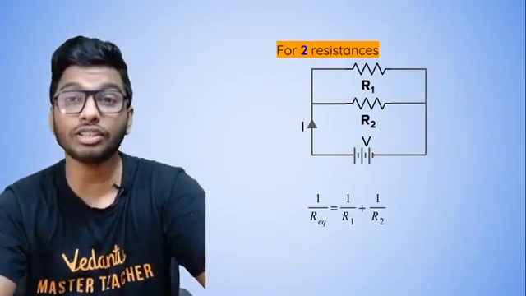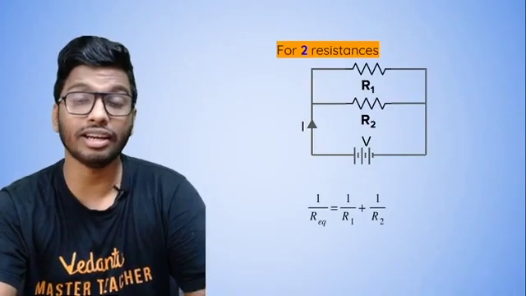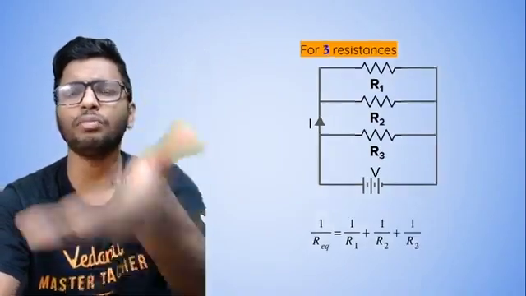If in case you have three different resistors which are connected in parallel, it will be 1 by R1 plus 1 by R2 plus 1 by R3.